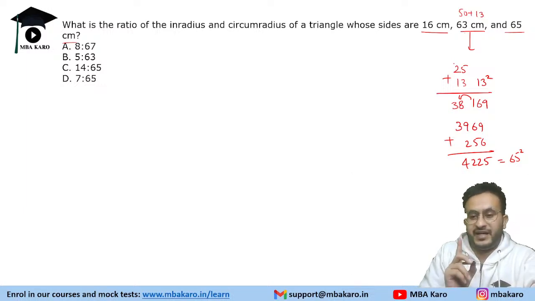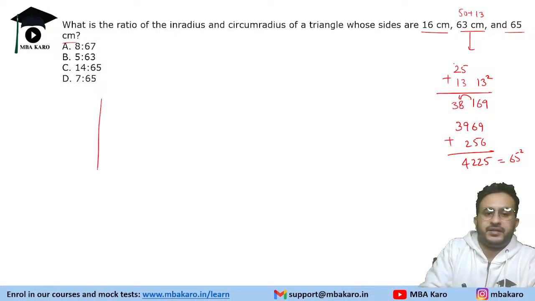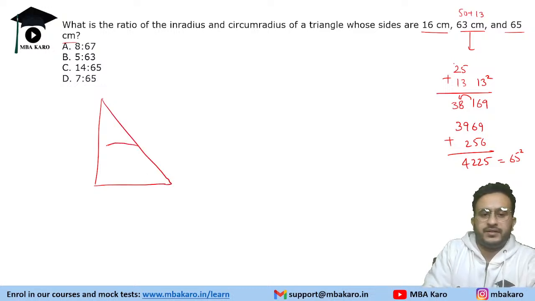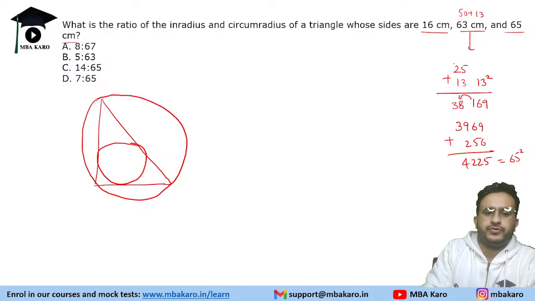Now remember, in a right angle triangle like this, I hope you understand what is inradius and outer radius, the circumradius. So this radius is called inradius and this radius is called circumradius. Okay, so the radius of the outer circle is called circumradius.